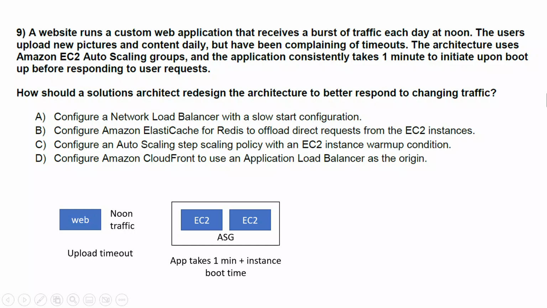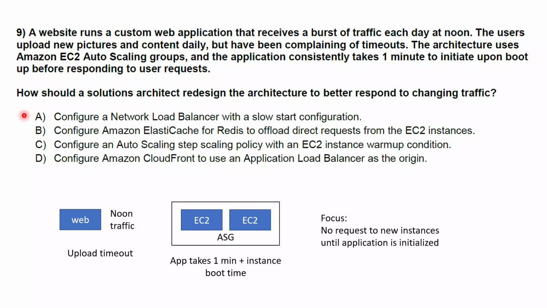The architecture appears to be scaling based on traffic. However, users are still seeing timeouts. So maybe the requests were sent to the new instances when the application was still initializing. So that's why they are seeing timeouts. So we need a solution that gives the instance sufficient time to initialize. Let's look at the choices. Configure a network load balancer with a slow start configuration.